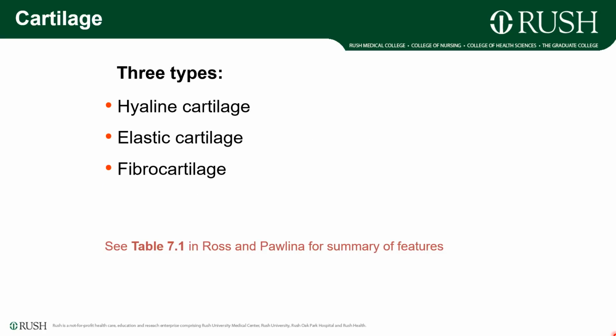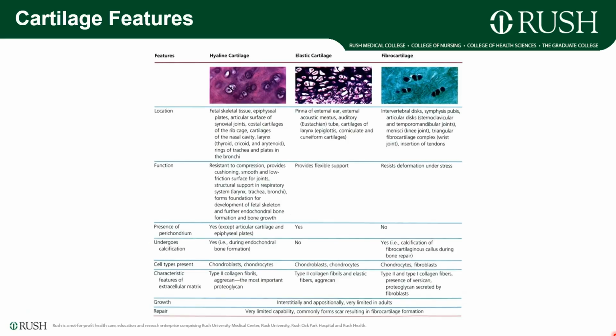Cartilage can be classified into three different types: hyaline cartilage, elastic cartilage, and fibrocartilage. This table from your recommended textbook summarizes all the features of these three types. It is recommended that you review this material and look at the similarities and differences between the three types. It would help you to identify them in histological sections. We will not talk about this table in detail in this presentation, but it is available on this slide for your review.